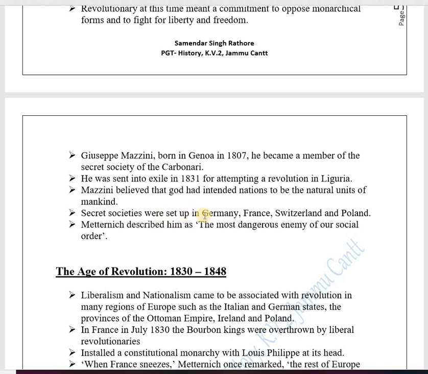Secret societies were set up in Germany, France, Switzerland, and Poland. Now, secret societies such as Carbonari were set up everywhere. Mazzini, later on we'll study during the unification of Italy, also founded the secret society which was fighting for the unification of Italy, and that society's name was Young Italy. Now, Metternich described him as the most dangerous enemy of our social order. Whom did he describe? Giuseppe Mazzini. Okay, students, we'll continue from this onwards.